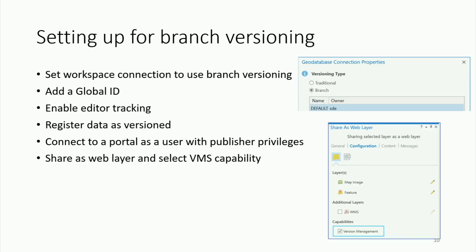Setting it up. Well, okay, it's kind of what you would expect. Get your workspace, set your workspace connection to use branch versioning. You gotta check that box, okay, on the connection properties. Your data set has to have a global ID. It has to be editor tracking enabled. Then you can register it as versioned. After that, connect to the portal as a user with publishing privileges. And from there, you can then share it as a web layer. And when you do that, also select the version management server capability that you'll see in the share as web layer dialog. Okay? That's the basic workflow.